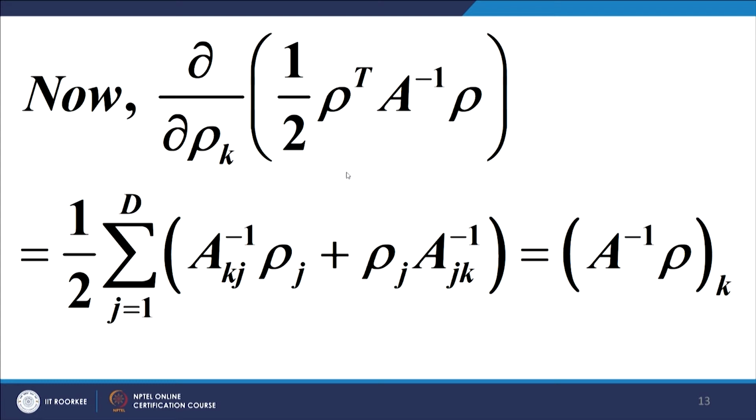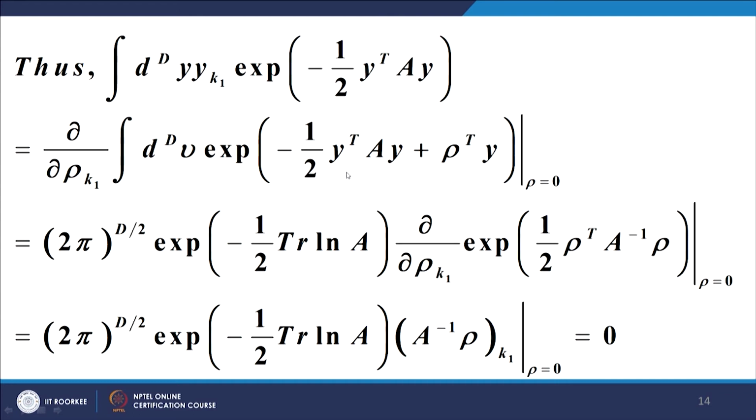Summation j equal to 1 to d 1 by 2, and then you get these two expressions, which can be written compactly as this particular expression. But remember, then I have to put, therefore, what do I get? I get this expression is equal to this expression, and this expression turns out to be differentiation of this, and when I do this differentiation I get this expression. Now, when I put rho equal to 0, this term vanishes. When this term vanishes, the whole thing vanishes and I end up with 0.